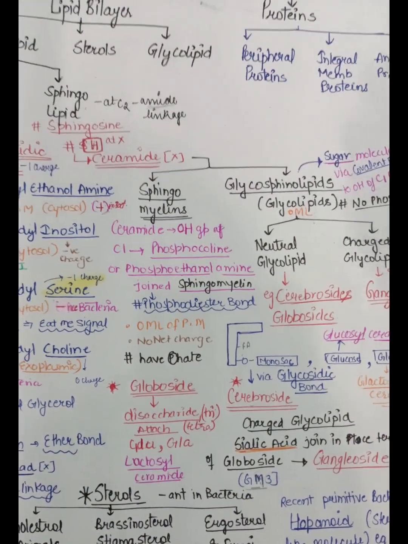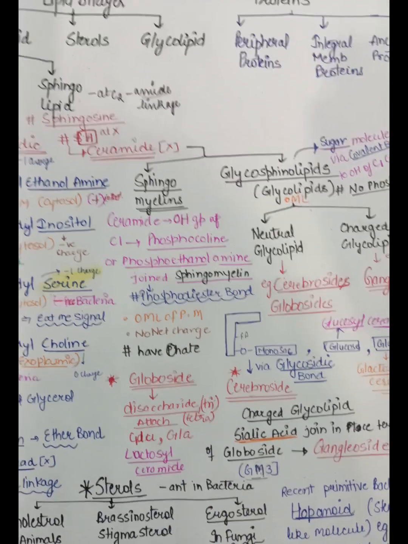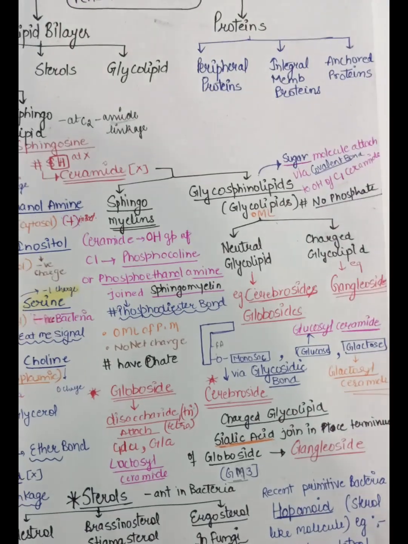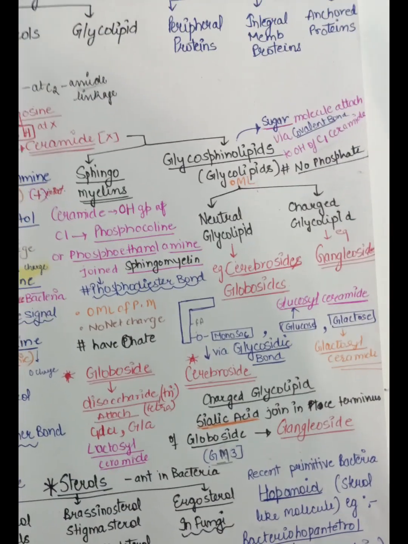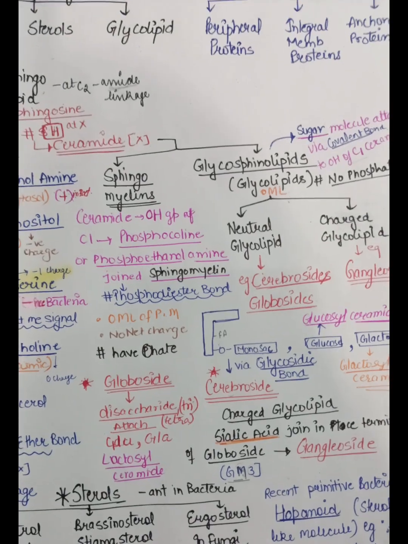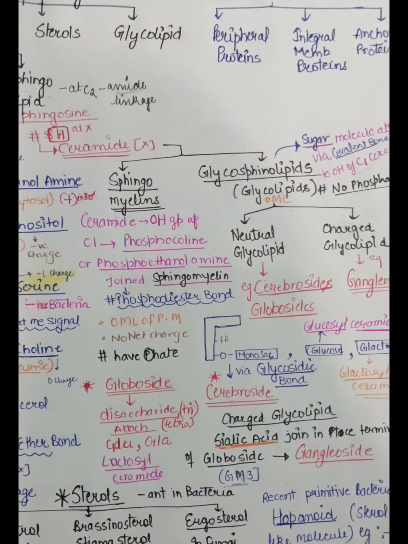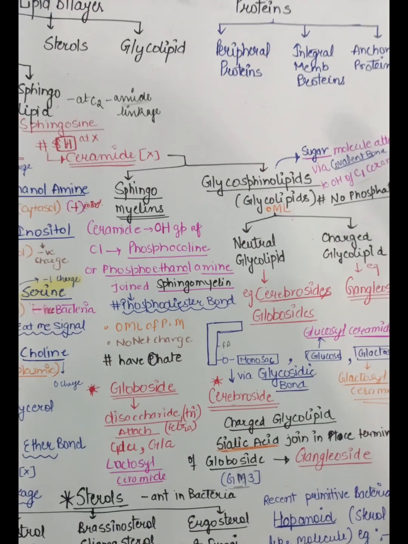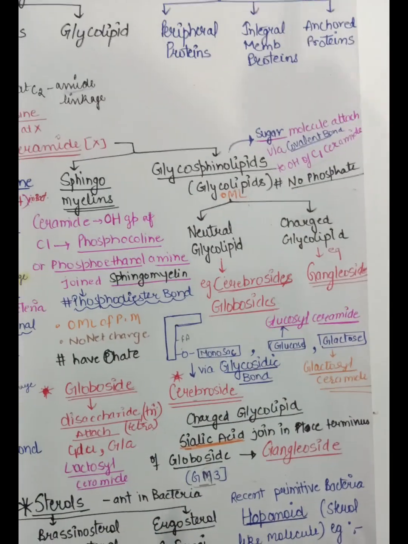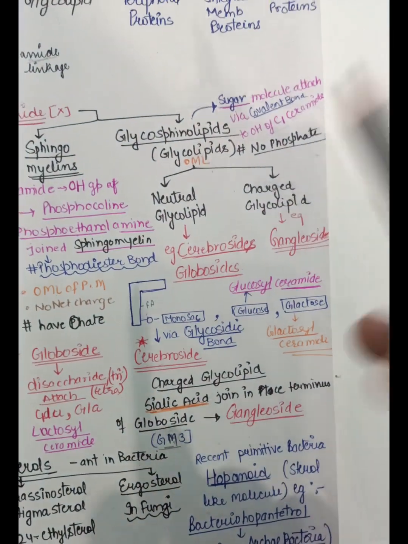contain phosphate. And next is glycosphingolipids, which are sugar. Actually glyco means sugar molecules are attached. So one or more sugar molecules are attached by a covalent bond to the OH group of carbon 1 of the ceramide, and they are also present on the outer monolayer, and they do not contain phosphate. And it is of two types, neutral glycolipid and charged glycolipid. Neutral glycolipids include cerebroside and globoside, and charged ones include ganglioside.